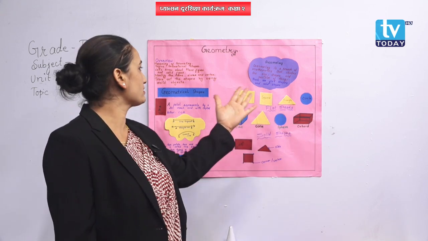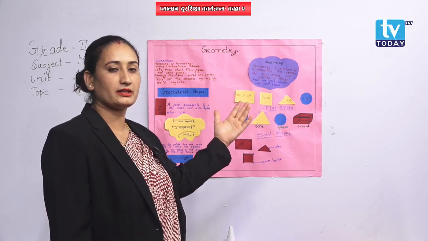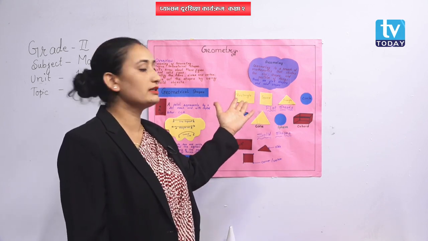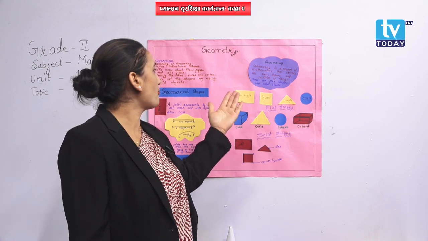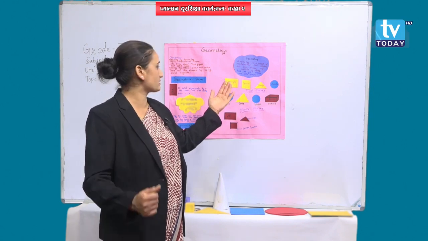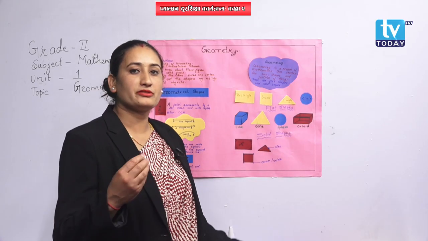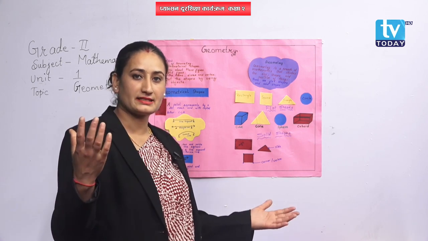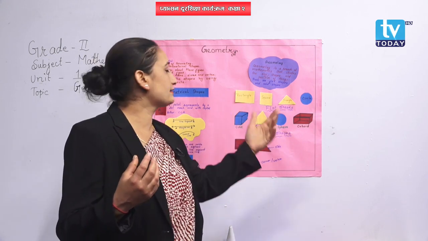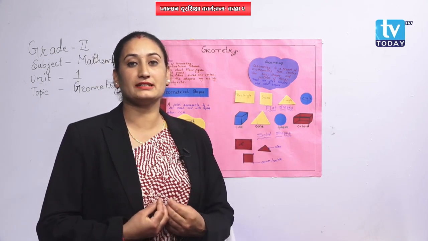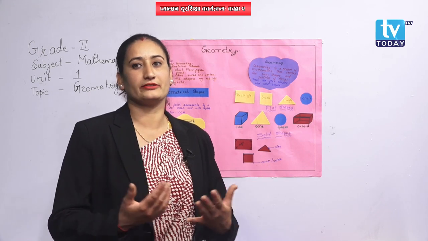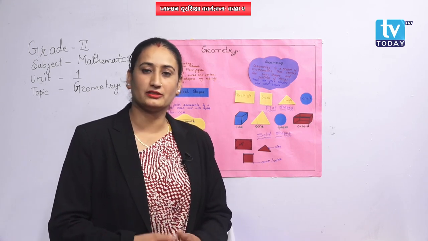See here, I have written some points. You can copy them in your note. Geometry means it's a branch of mathematics that studies the size, shapes and position of things. What things do we have to discuss? Size, shapes and position of the things. Do you understand? Okay, good.